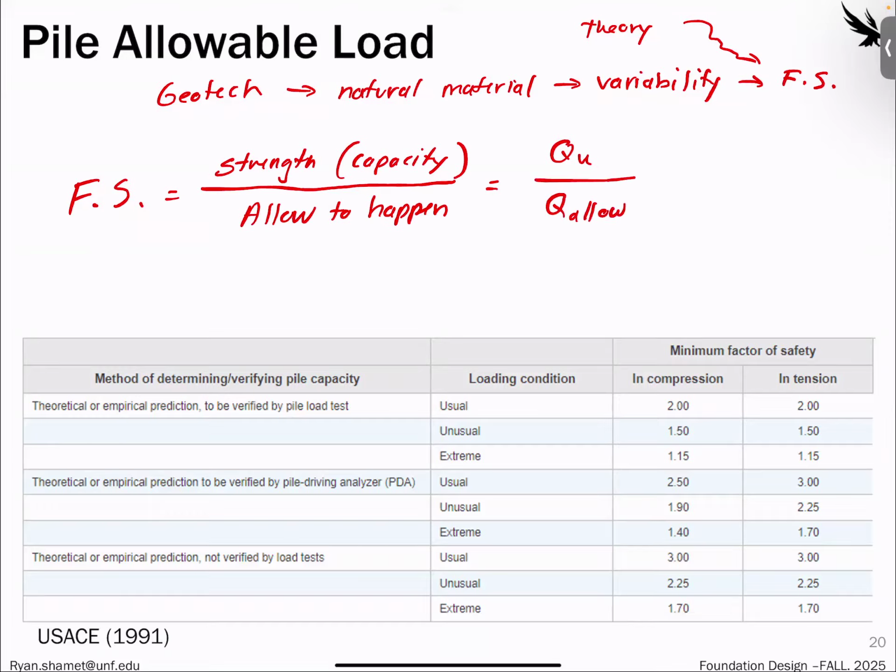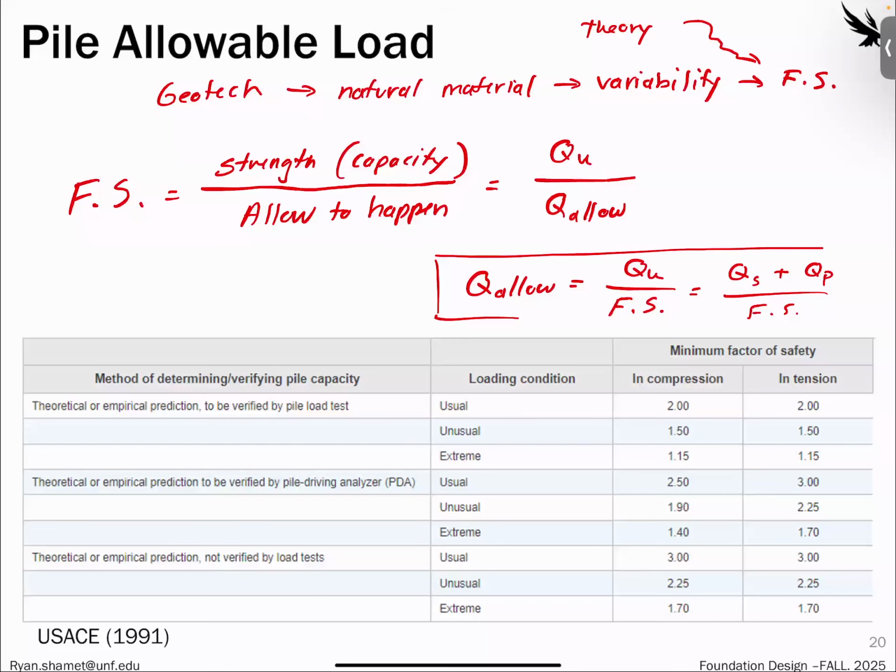And so this is how we get the estimates of Q allowable, similarly to the factor of safety for shallow foundations. So we take our Q ultimate and we divide it by, or we reduce it by the factor of safety. Now remember though, this Q ultimate is really equal to Qs plus Qp divided by the factor of safety.